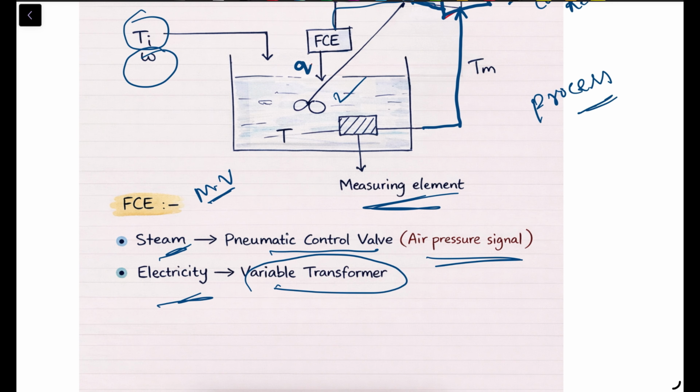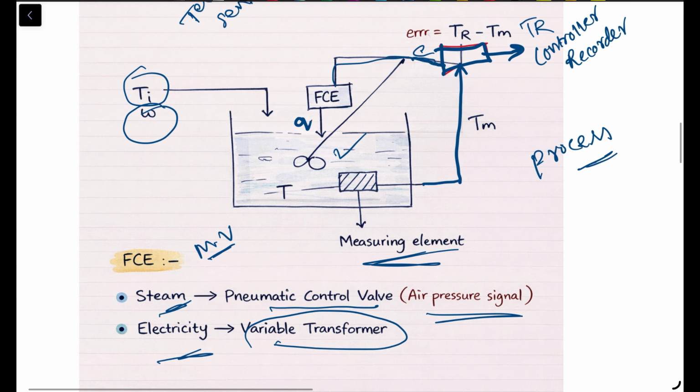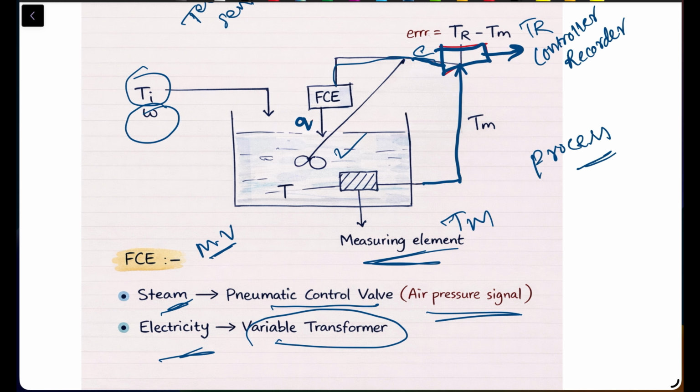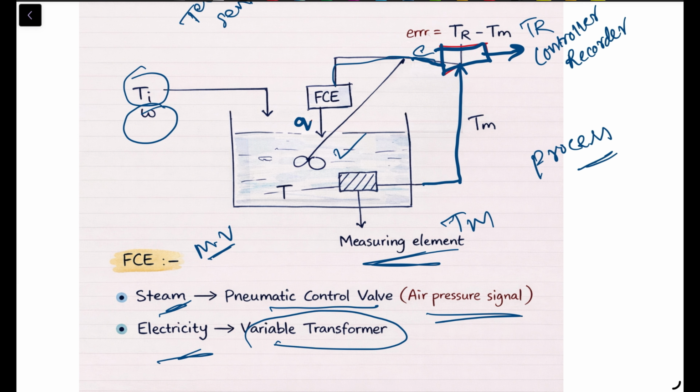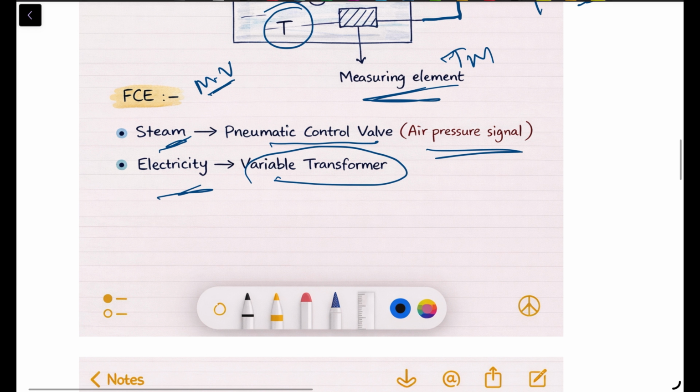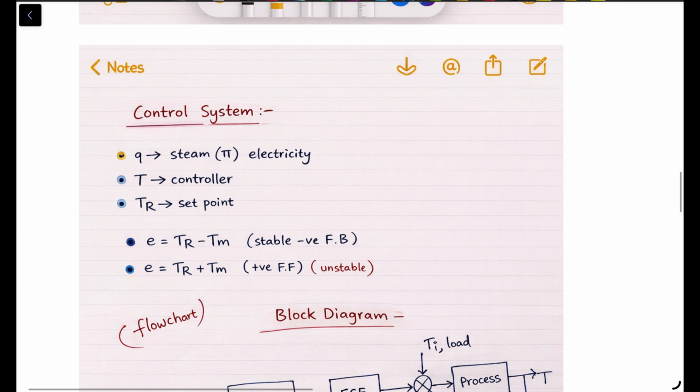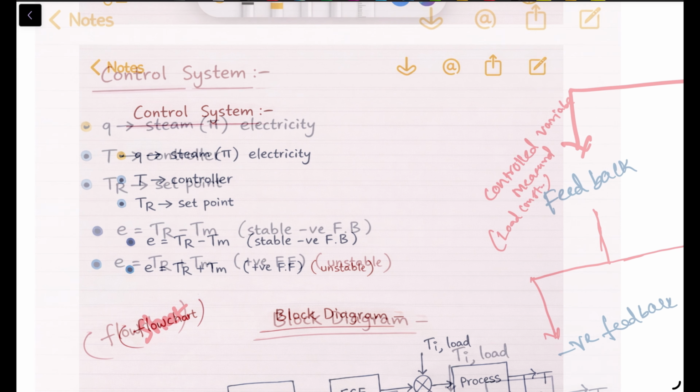To summarize, the measuring element measures the temperature, the controller calculates the error, and the final control element adjusts the heat input to maintain the desired reactor temperature. In the next section, we will understand the different types of control systems, such as the feedback controller and the feedforward controller, along with block diagram representation.